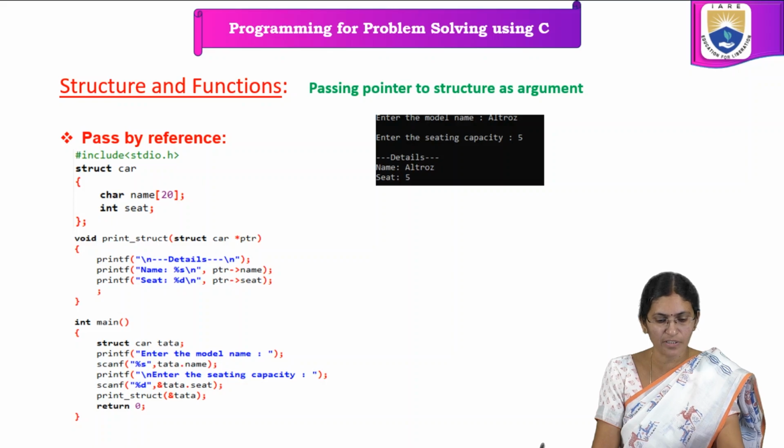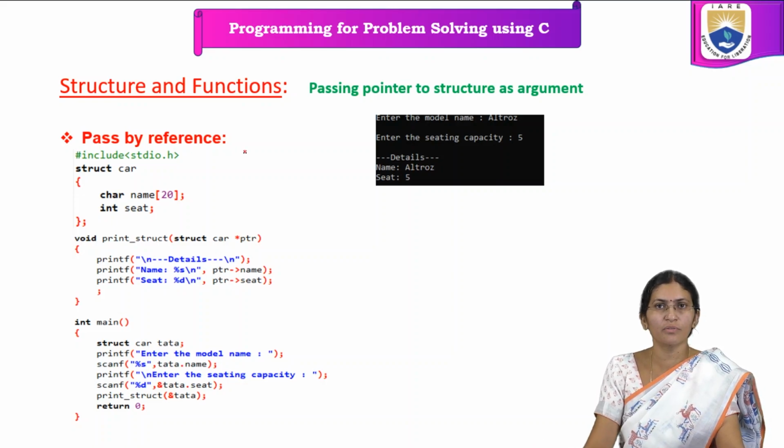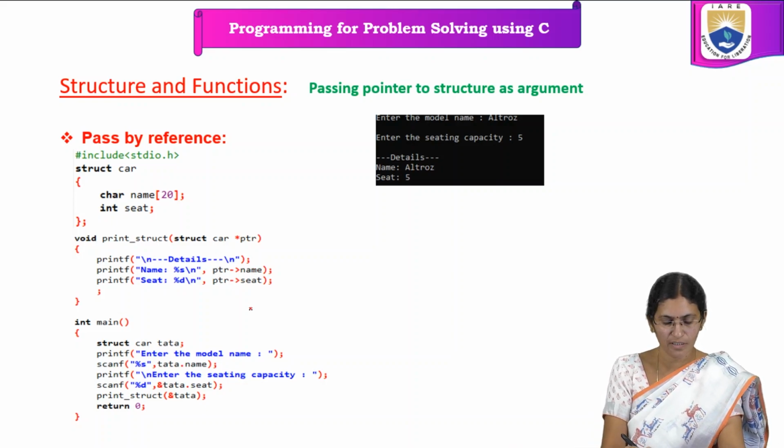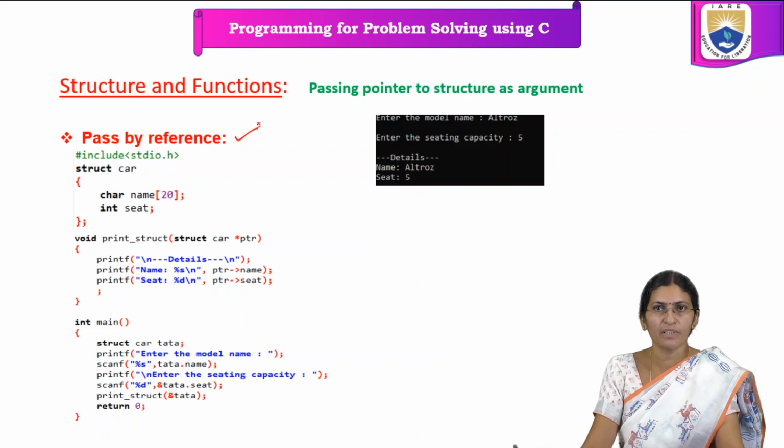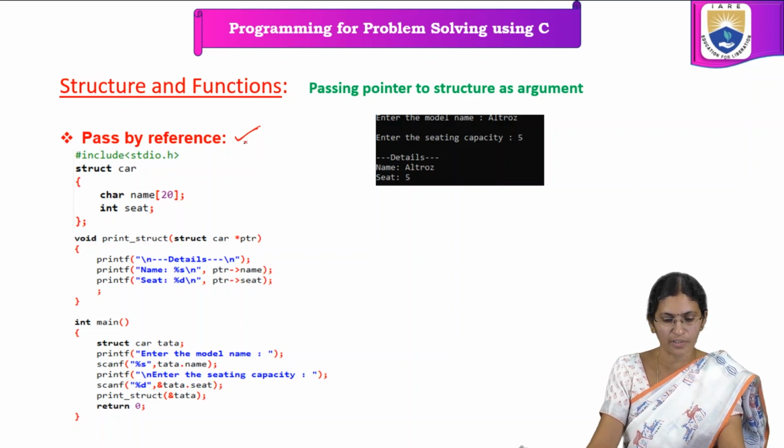Next one is the pass by reference method. In pass by reference, we are passing the address of the variable. In order to receive the address, in the formal parameters we mention pointers. In the actual parameters, we mention the address of the variable, and that is received by a pointer variable in the formal parameters. Whatever changes we make in the formal parameters are reflected in the actual parameters also. That is what pass by reference means.